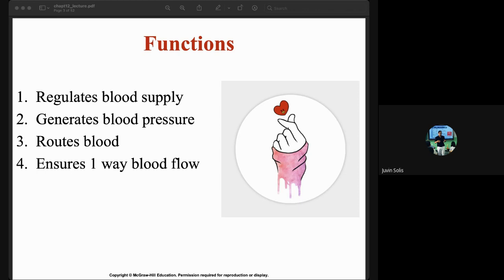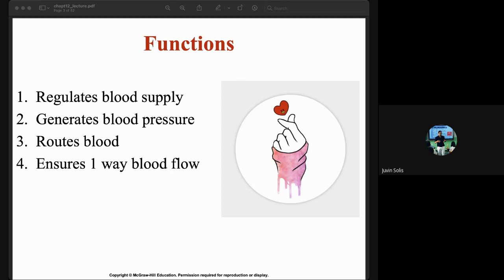Next one is routes the blood. We have here the pulmonary and your systemic circulation, in which we will talk later on. So in pulmonary, the right side of the heart pumps blood to the lungs and back to the left side of the heart. On the other hand, in the systemic, the left side of the heart pumps blood to all other tissues of the body, and then it will go back to the right side of the heart.